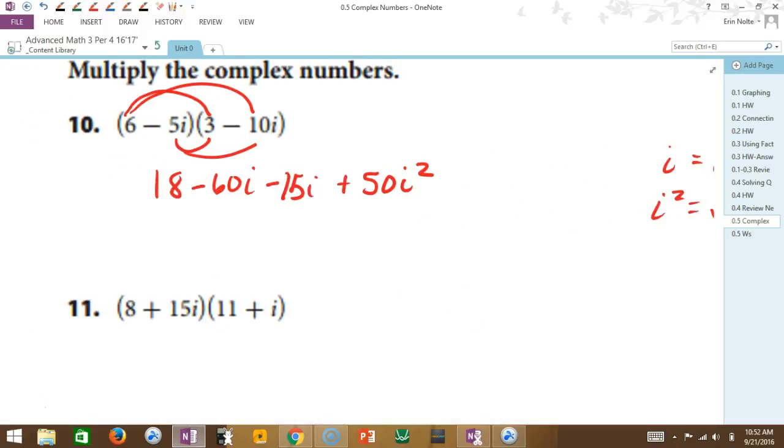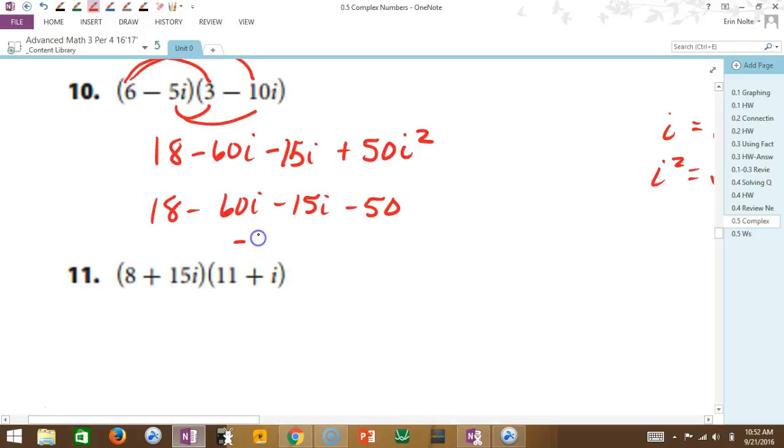Okay, so if I have on my last term 50 times negative 1, what's my last term really saying? Negative 50. So really this last term is like minus 50. Which now I can combine like terms. So how many reals do I end up with? Negative 32. And how many imaginaries? Negative 75 i's. That make sense?